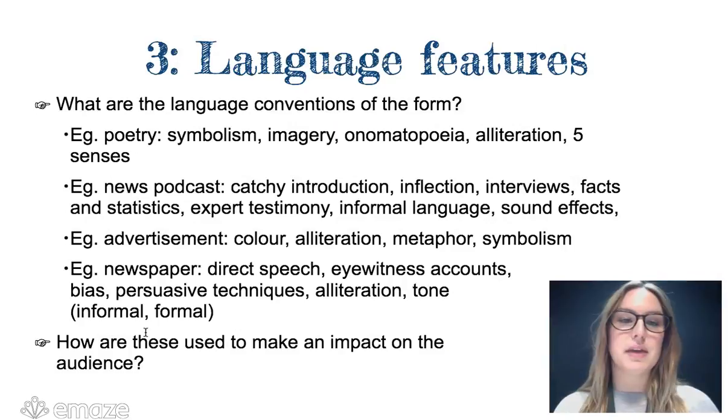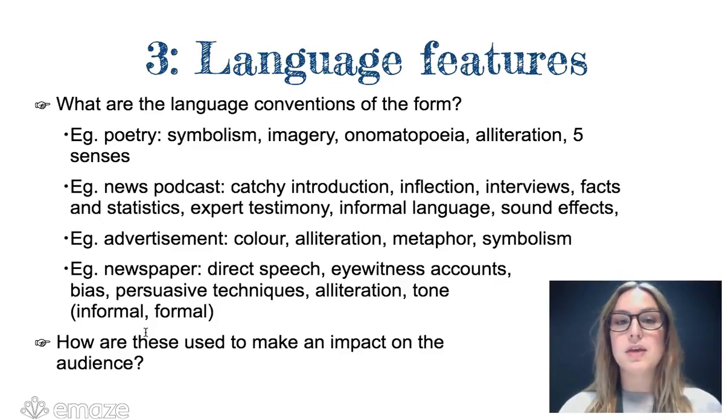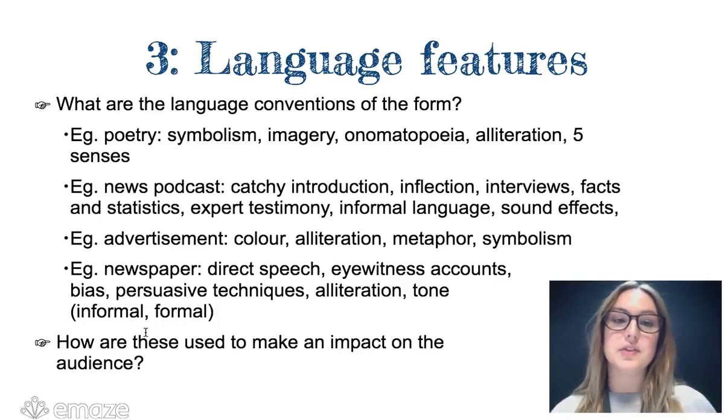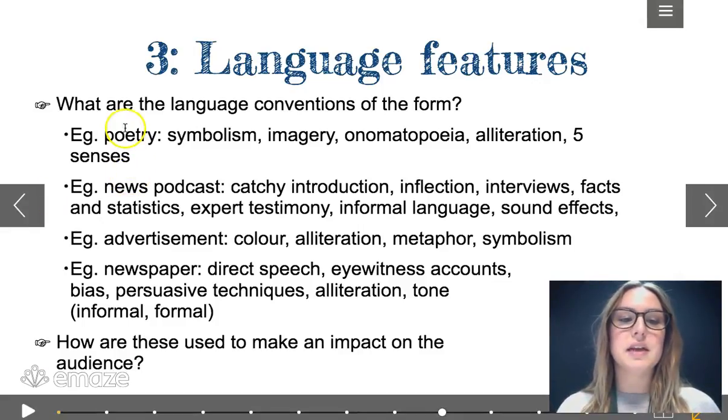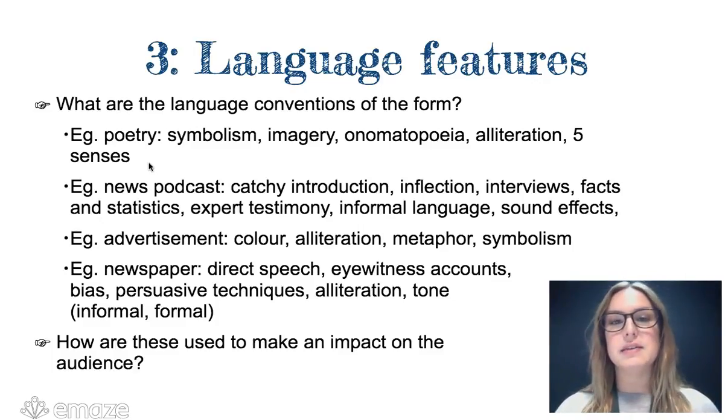Okay, paragraph number 3. This is where you really get to the nitty-gritty of the techniques that you've used. So what were the language conventions of the form that you've chosen? So as I've said all along, whatever the form or text type you've chosen, that will really determine what techniques you then talk about. So for poetry in particular, you'll be talking about things like beautiful imagery and symbolism, onomatopoeia, five senses, alliteration, assonance, all those beautiful techniques that really show that you are engaging with that text type and really understanding how it operates and how to then impact an audience.